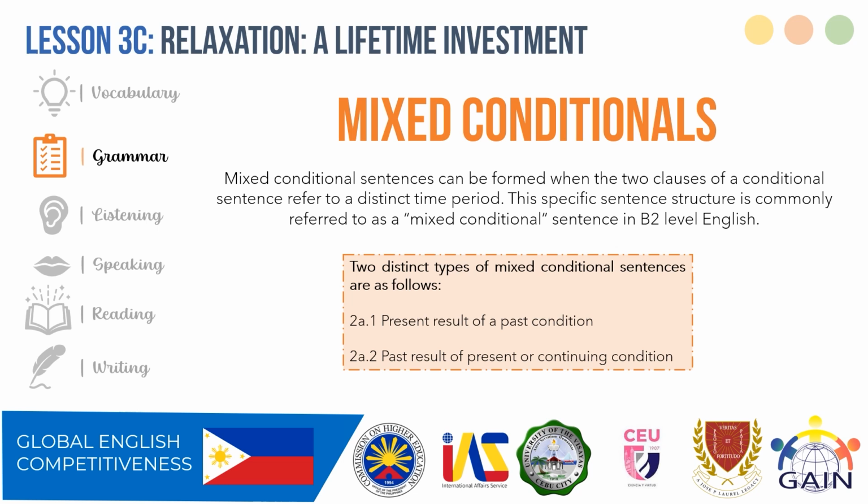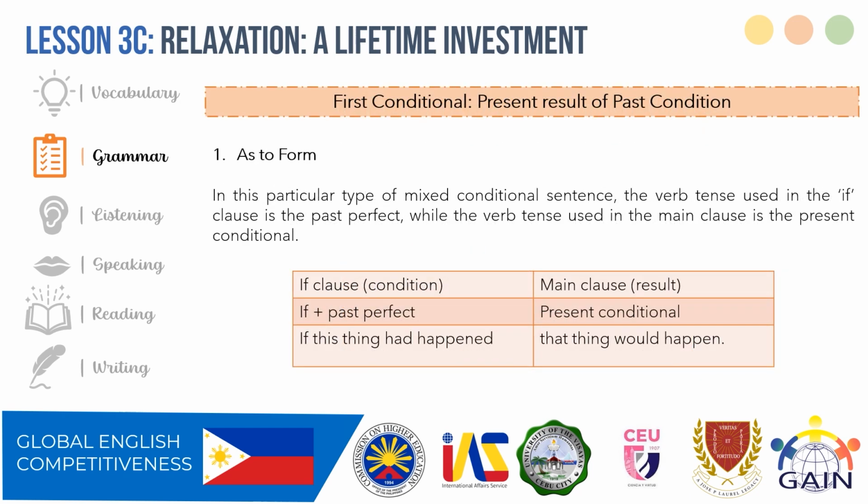It can be formed when the 2 clauses of a conditional sentence refer to a distinct time period. This specific sentence structure is commonly referred to as a mixed conditional sentence in B2 level English. Now, there are 2 distinct types of mixed conditional sentences. First, present result of a past condition. Second, past result of present or continuing condition. Let's first talk about the first conditional, present result of past action.